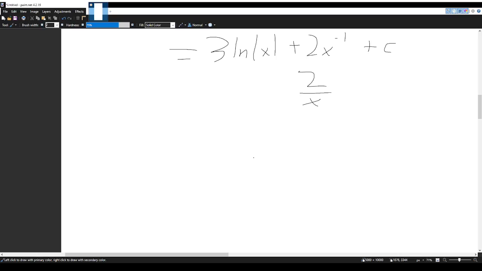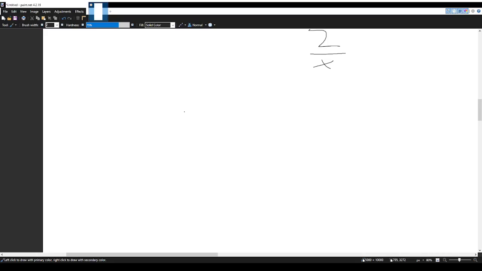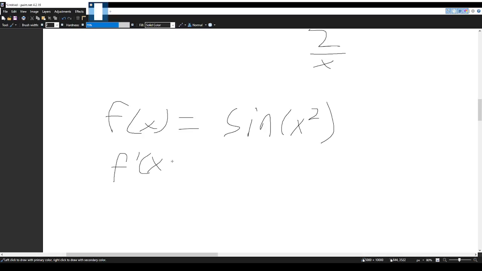Another one we can look at is chain rule. So if I had something like f of x equals sine of x squared, right? The derivative of that would be, well, let's see, derivative of the inside, right? So 2x, oh, and then derivative of sine is cosine, so that'd be 2x cosine x squared, right?